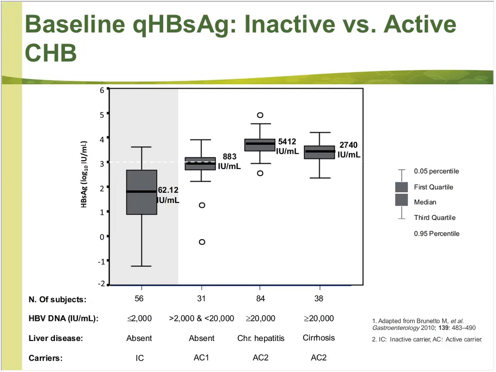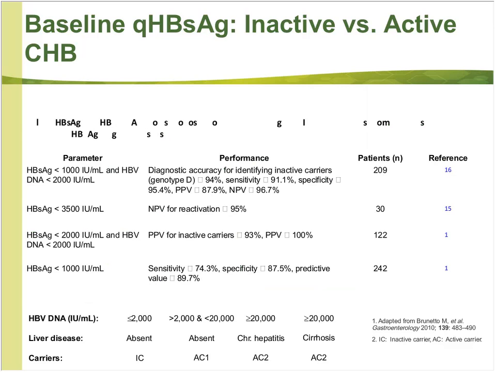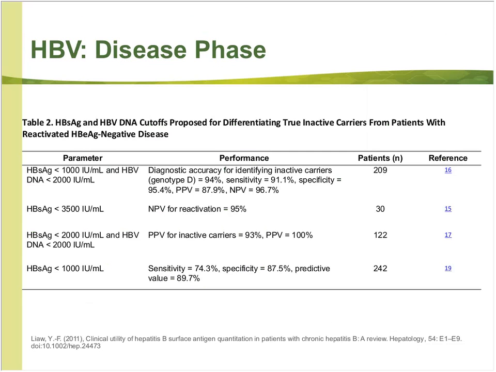Now we're looking across this with higher QuantS levels, and they're active carriers. That's the AC designation, active carrier 1, active carrier 2, with a little higher level of liver disease and higher level of risk of progression, and you may want to institute therapy in those individuals. Of course, this correlates with DNA level at some level of correlation. Here's another slide talking about HBV disease phases and looking at QuantS and combining that QuantS with quant HBV DNA.